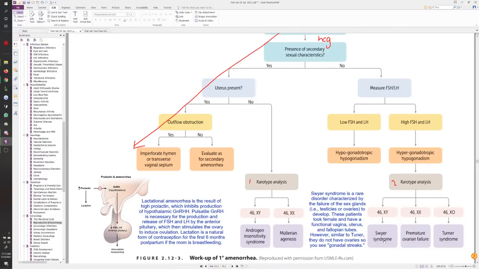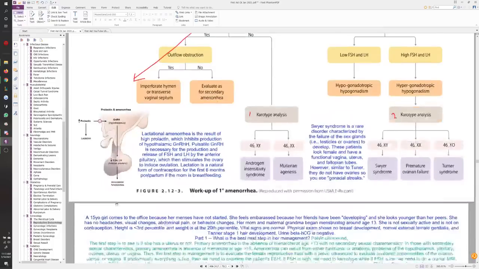But there's a difference between Swyer syndrome and Turner syndrome, which was the mistake they had here. Swyer syndrome is 46XY, Turner syndrome is just 46X, just one X, no Y. Those are some things that you're going to see in questions. Very important thing to keep in mind here. And then here we're seeing the prolactin and amenorrhea axis, with the anovulation because of too much prolactin causing inhibition of GnRH secretion. That's something we already mastered in Step 1.